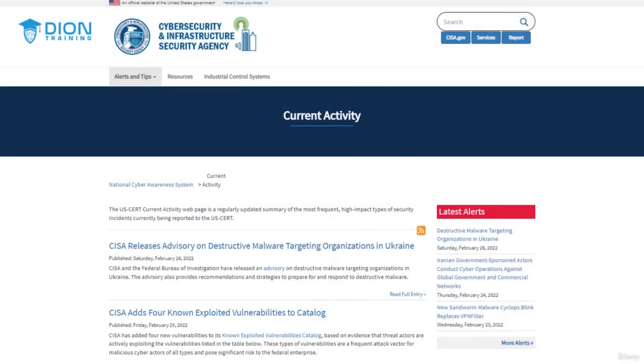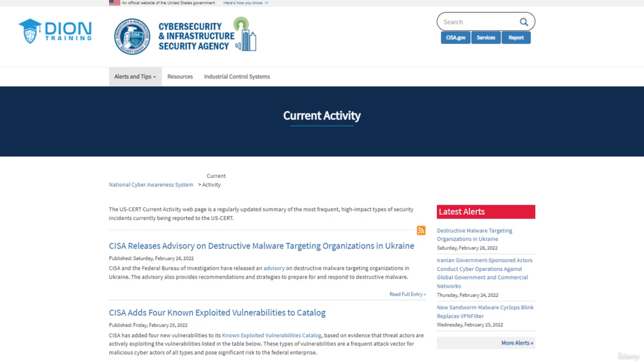The website you should know about first is the Computer Emergency Response Team, or CERT. This is located at cisa.gov/USCERT. This website is maintained by the United States federal government, and it lists all the different known vulnerabilities that have been identified in the wild, as well as those that are self-reported by industry partners. For example, we could click on an article titled CISA Releases Advisory on Destructive Malware Targeting Organizations in Ukraine to find out all about the recommendations and strategies to prepare for and respond to destructive malware.